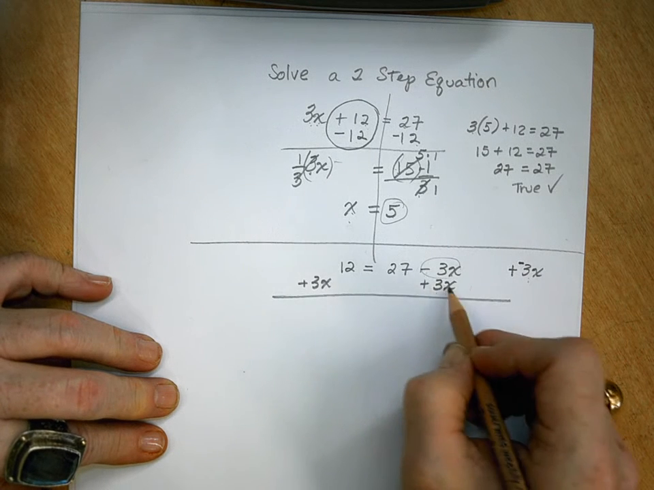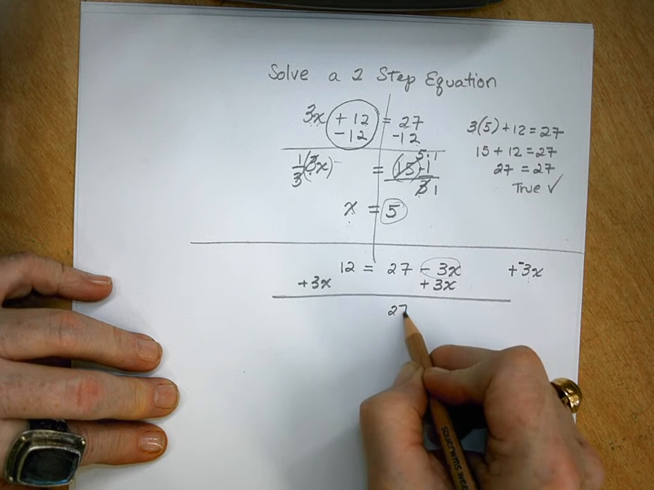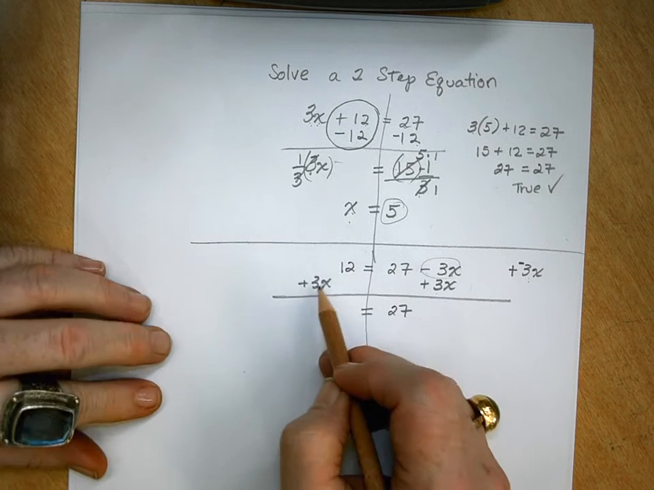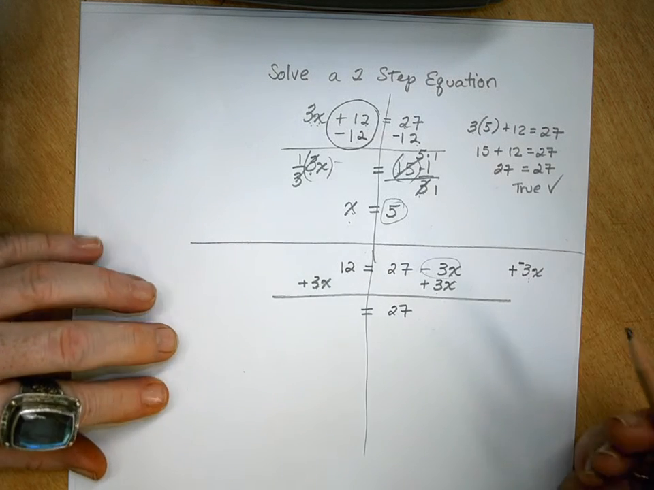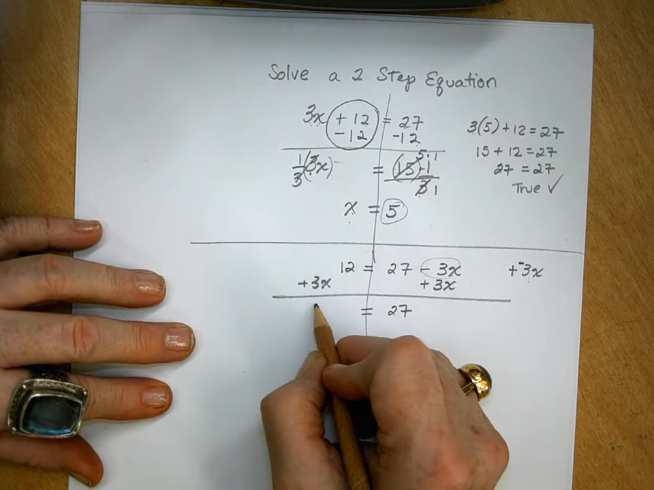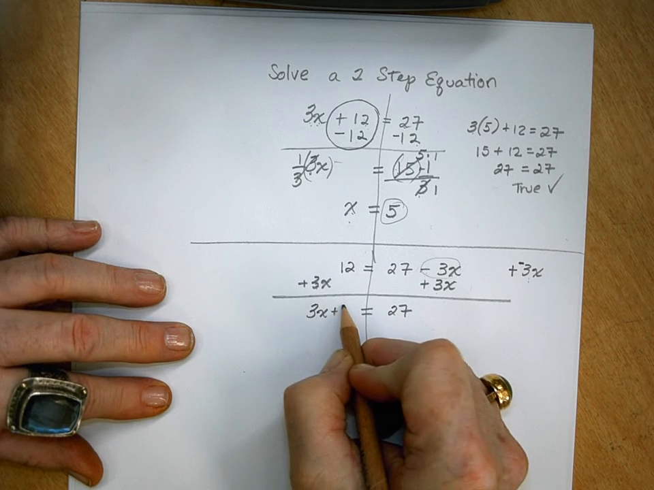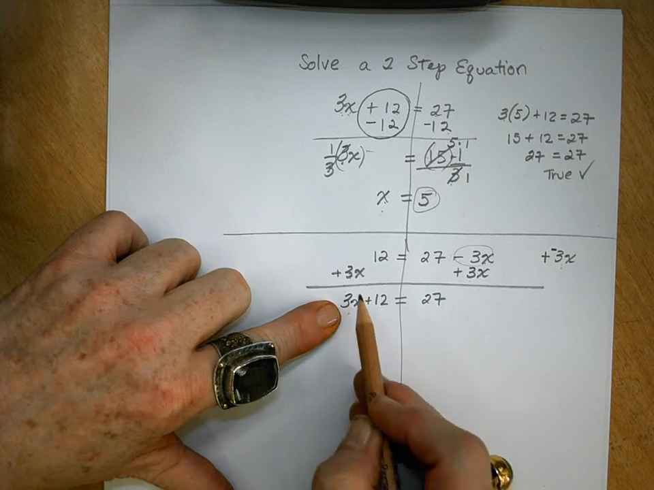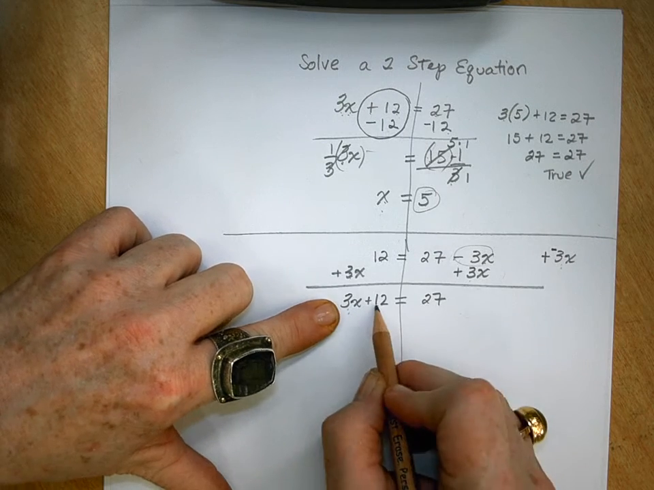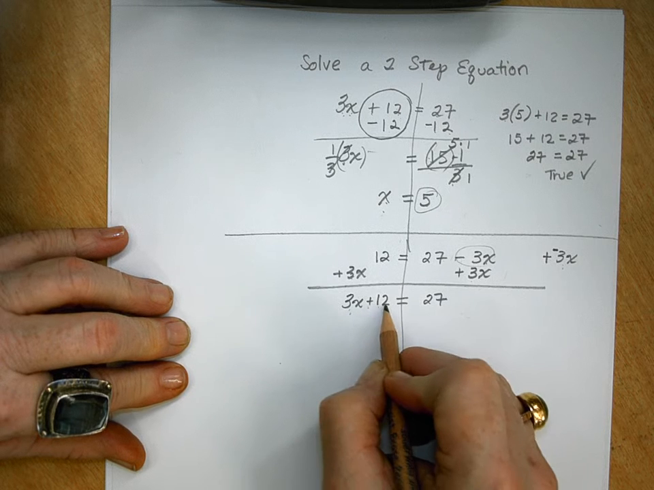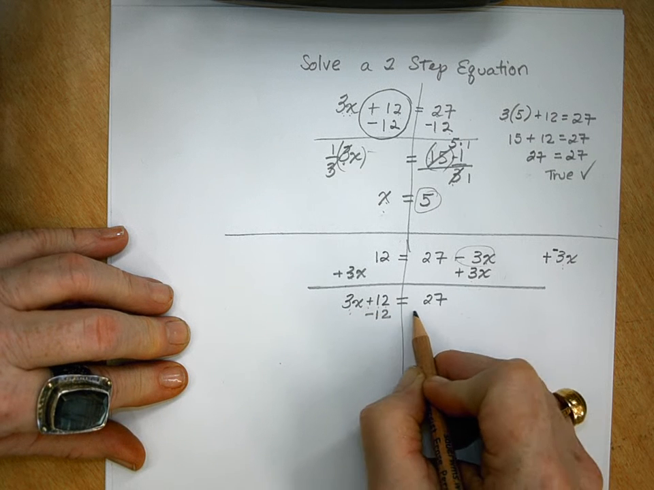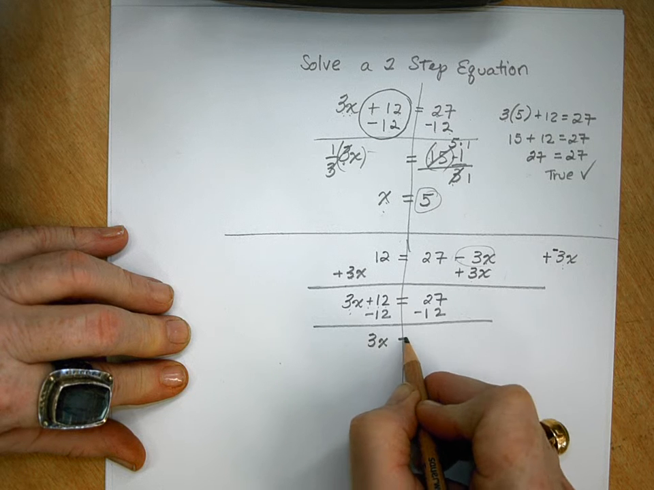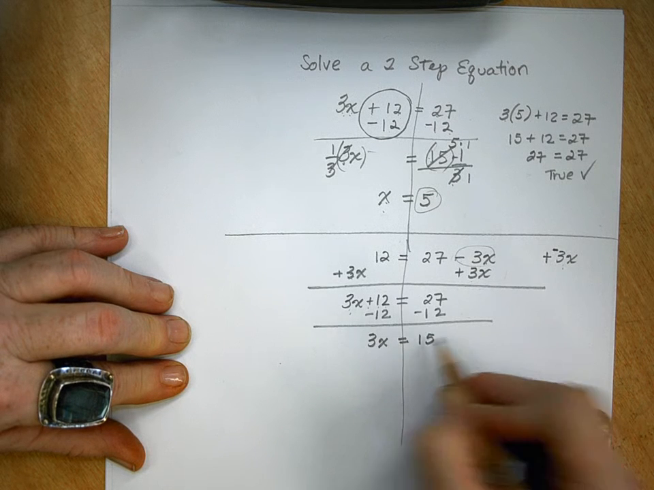This makes 0, and I have 27 still on that side. And then I cannot combine these. These are not like terms. So I keep them separate. So I have a positive 3x and a 12. So now I've got my positive variable expression, so I need to move my 12. So I do the opposite of positive 12 is negative 12. Do it to this side also. I get 3x equals 15.